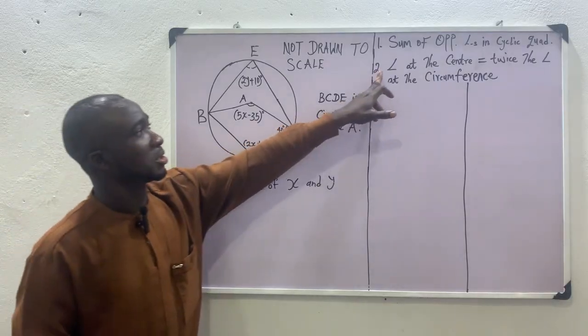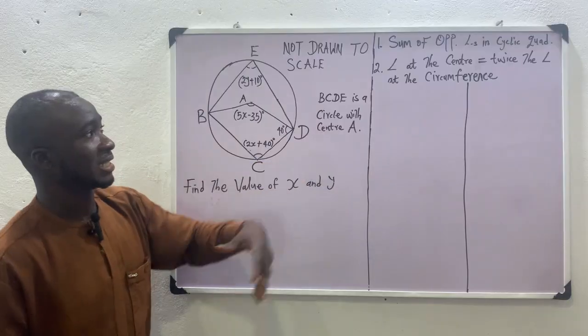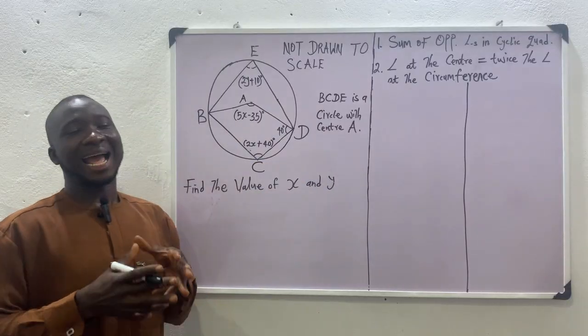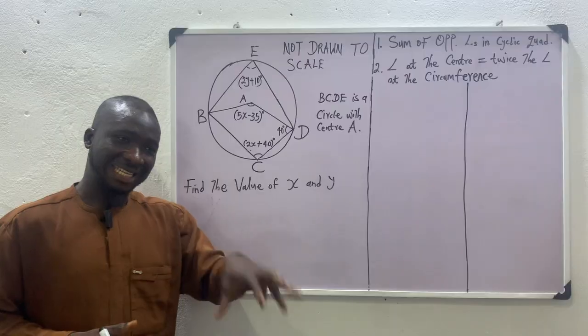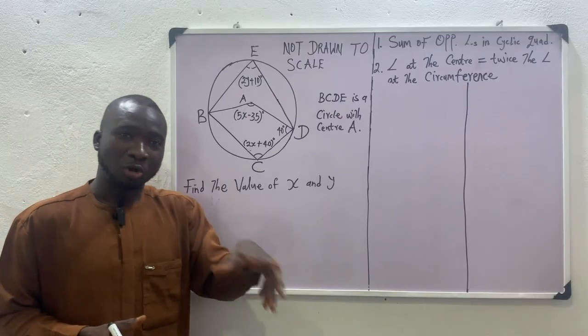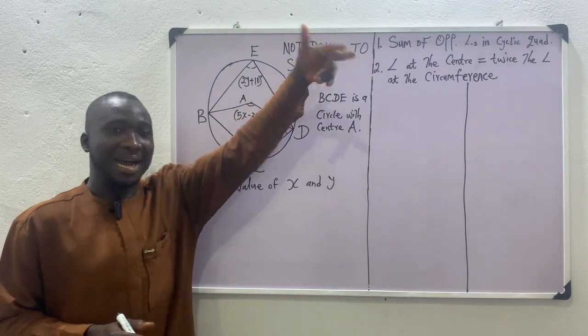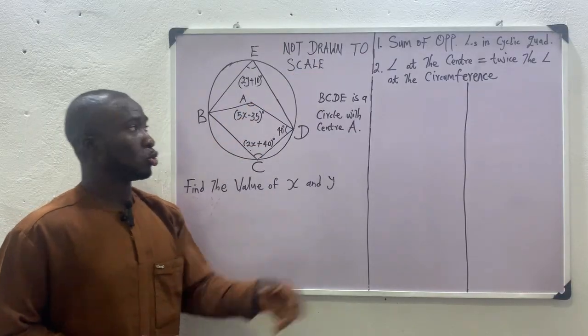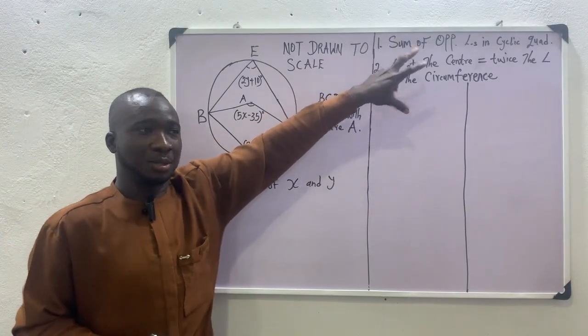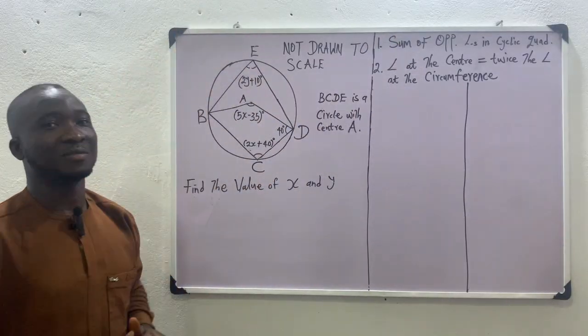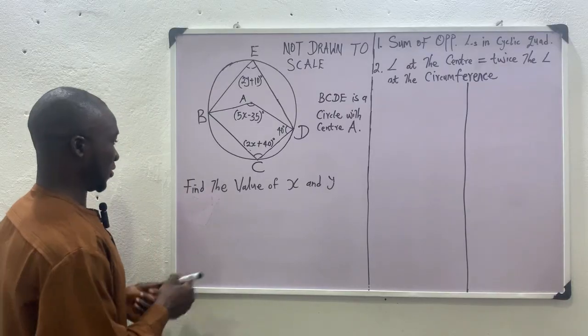Then the second relationship we are going to make use of is that the angle which an arc of a circle subtends at the center of the circle will be double or twice the angle the same arc will make at the remaining part of the circumference. So with these two relationships, we can then proceed to solve this simple question as follows.